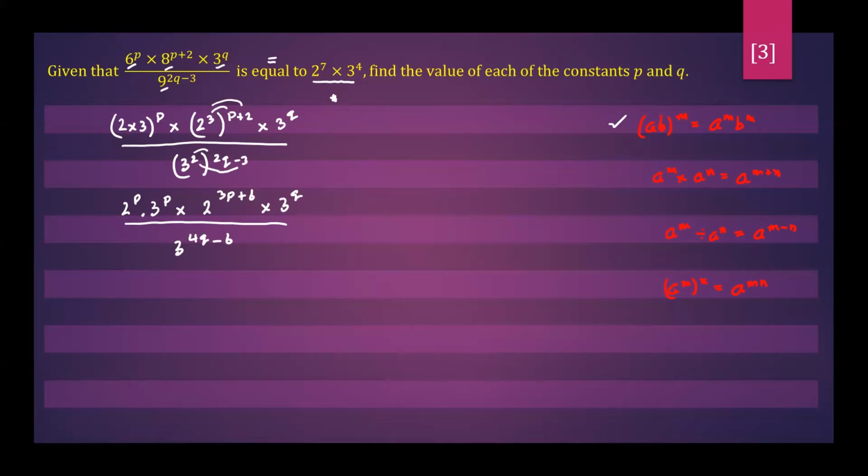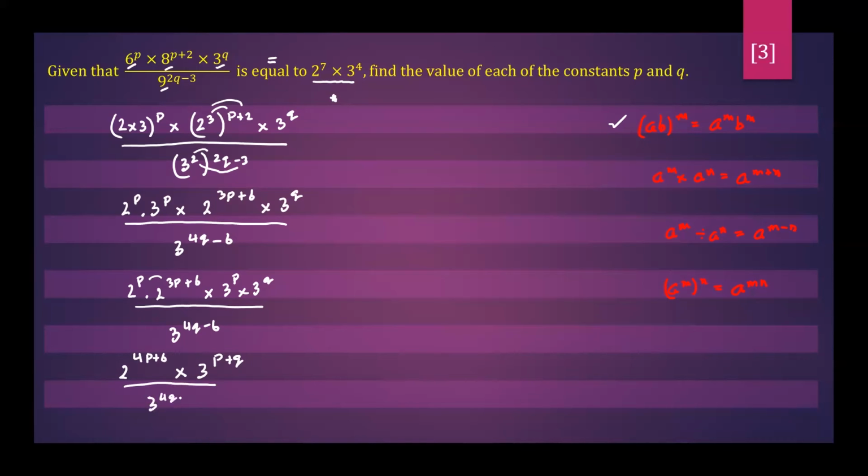So now we'll group our numbers that have the same base. So we have 2 to the power P times 2 to the power 3P plus 6 multiplied by 3 to the power P times 3 to the power Q. And the denominator will remain the same, 3 to the power 4Q minus 6. So the next step will be to combine the numbers that have the same base. So we have 2 to the power P plus 3P plus 6, which will be 4P plus 6, multiplied by 3 to the power P plus Q, divided by 3 to the power 4Q minus 6.